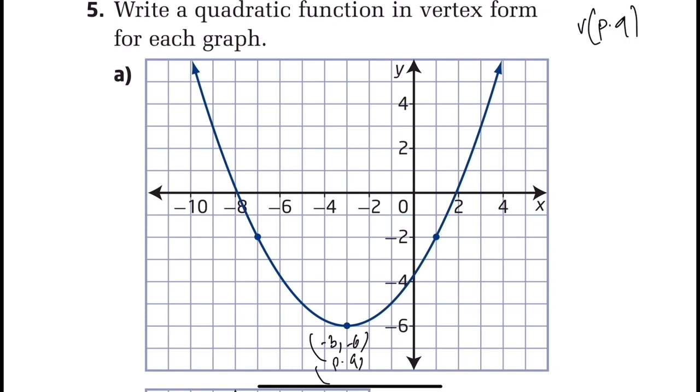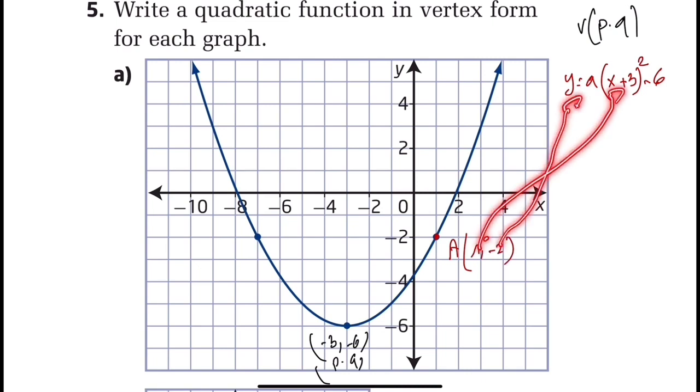So the equation is y equals a times (x plus 3) squared minus 6. This is the first equation. From here we need a point to find our a. For example, we'll choose this point, name it A, and we have x is 1 and y is minus 2. We will substitute this x and this y here, and we will find our a.